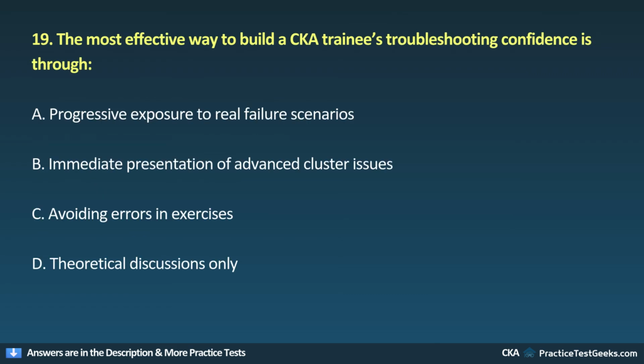The most effective way to build a CKA trainee's troubleshooting confidence is through A, progressive exposure to real failure scenarios. B, immediate presentation of advanced cluster issues. C, avoiding errors in exercises. D, theoretical discussions only.